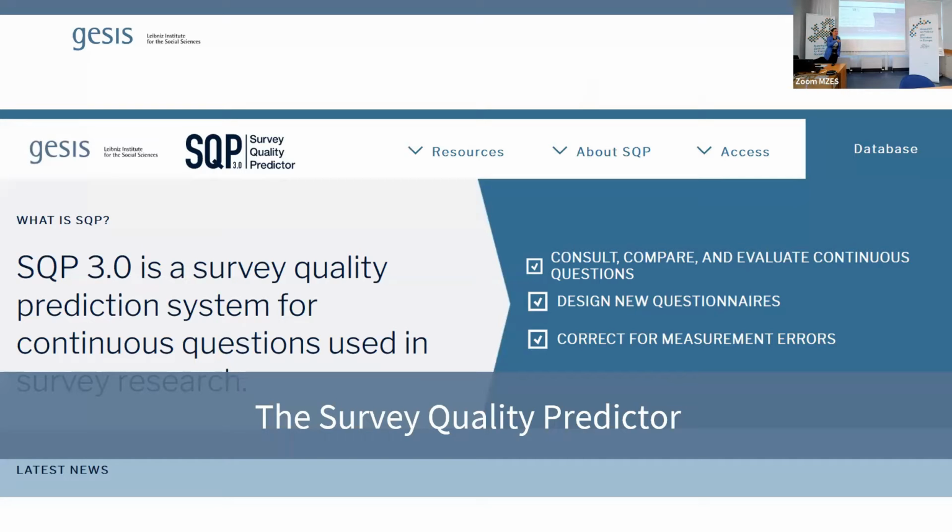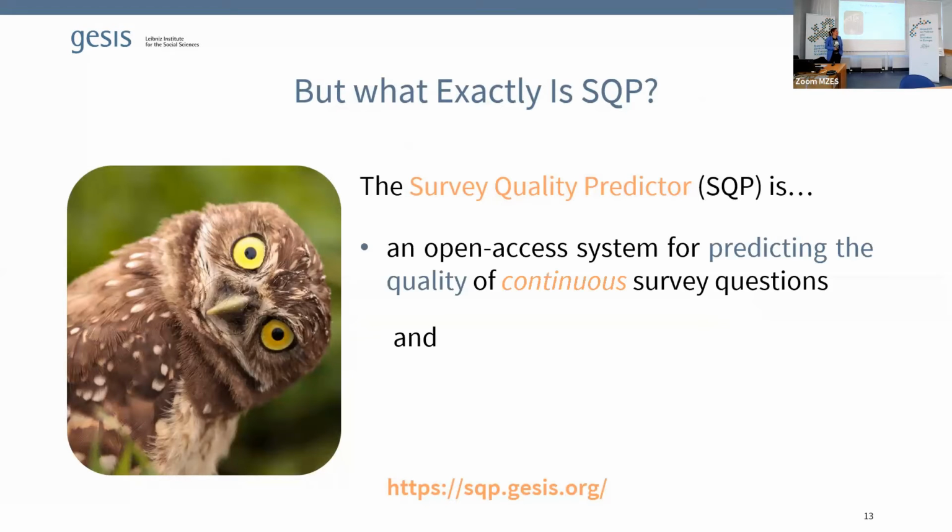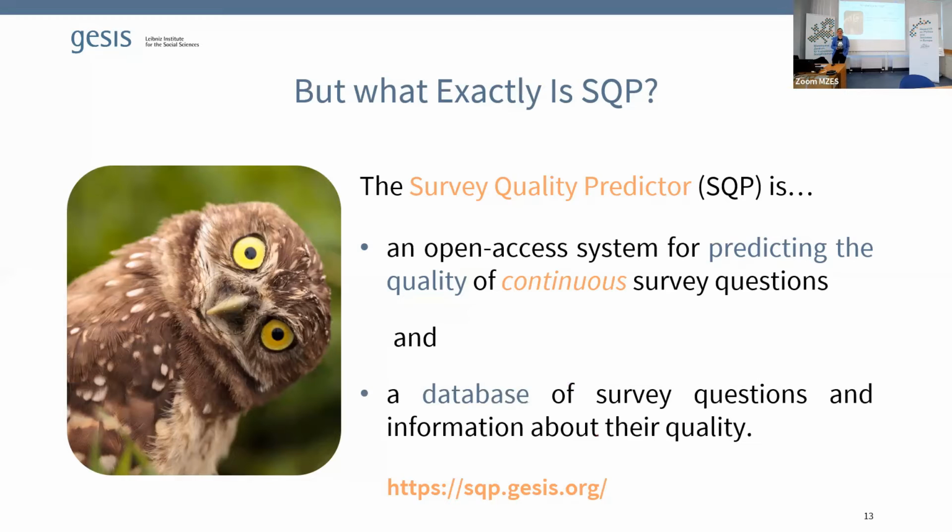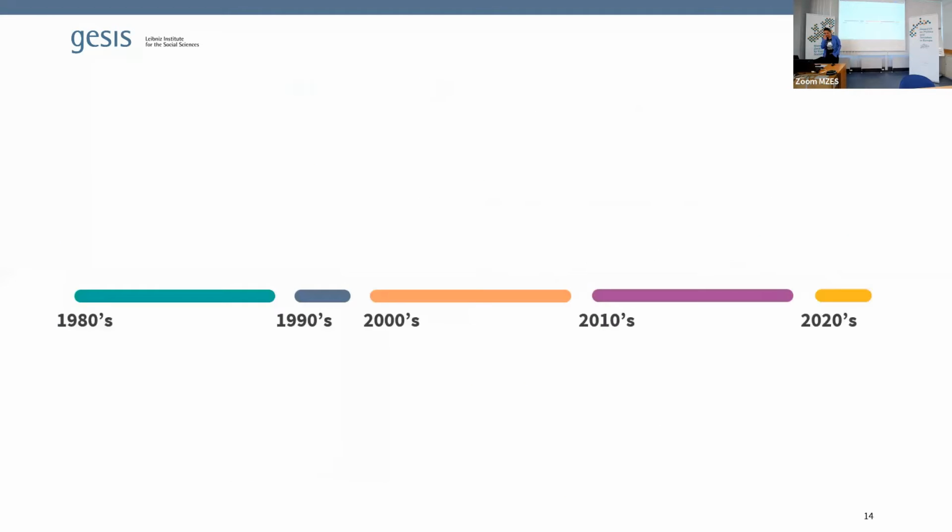In order to understand where these numbers come from, what they mean, or what to do with them, let's take a closer look at the software itself. It stands for Survey Quality Predictor. It is, on the one hand, an open access system for predicting the quality of continuous latent survey questions. And on the other hand, it's also a database of survey questions and information about their quality. This is not something that I'm trying to sell you, because I think it's a practical tool and we just are hosting it at GESIS.